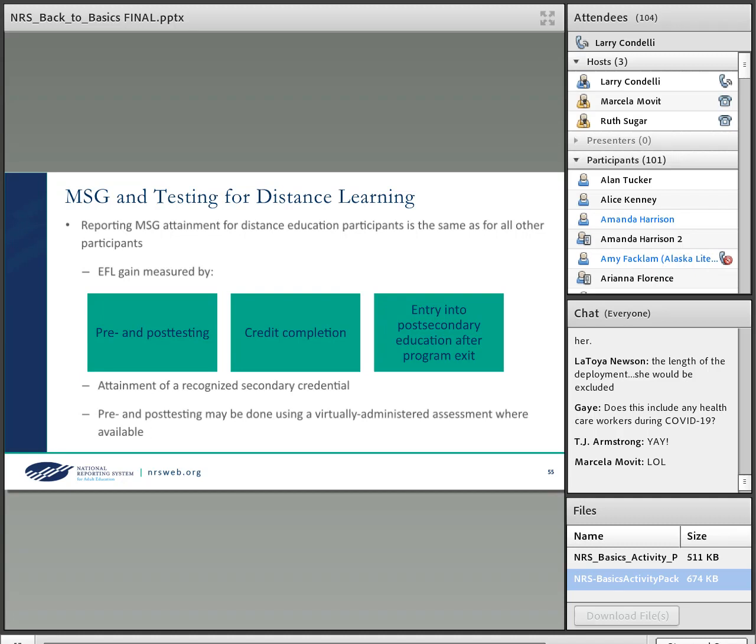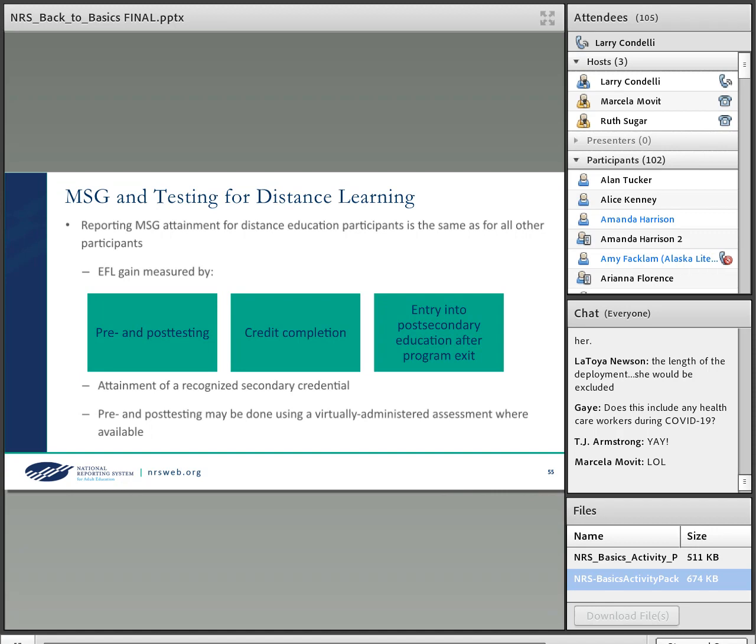We are now permitting virtual assessment of post-testing. So if your state has the ability to use a virtual assessment, and I know some of the approved NRS test publishers are working on that and are in various states of progress on it, you can use that virtual testing approach to determine EFL gain. And of course, the test must be an approved NRS test.